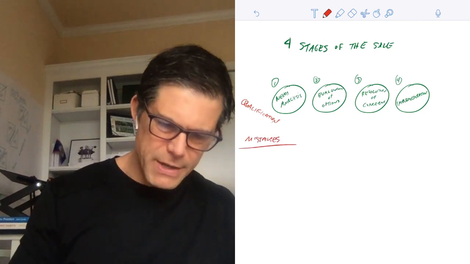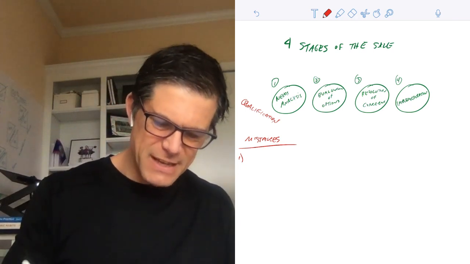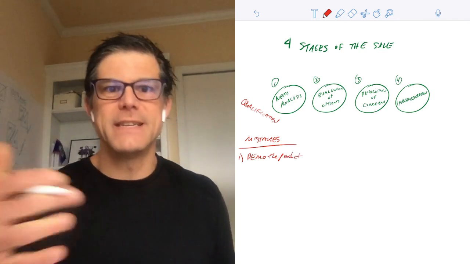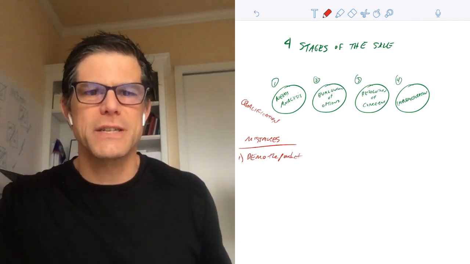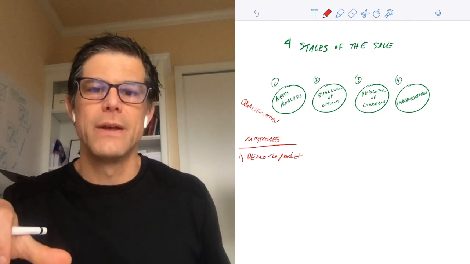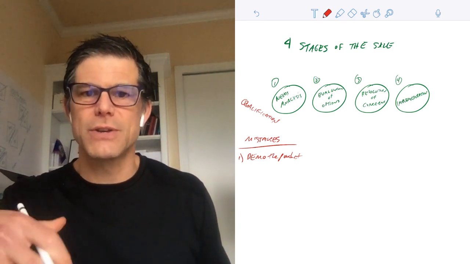So mistake number one is that during the qualification stage, they actually demo the product, right? The whole point of qualification is to identify need. It's to do your customer discovery. It's not about the product. Everything should be about the problem and the customer situation, to know whether you're able to solve that problem.